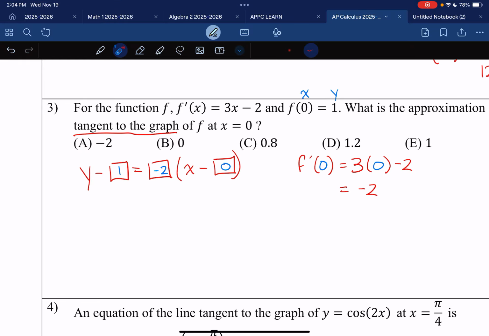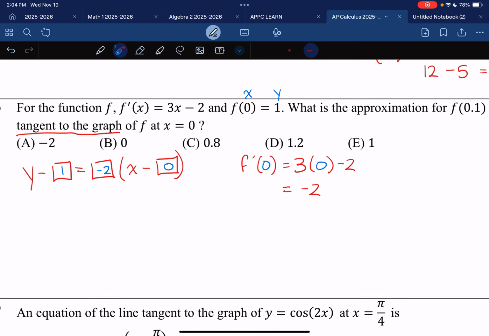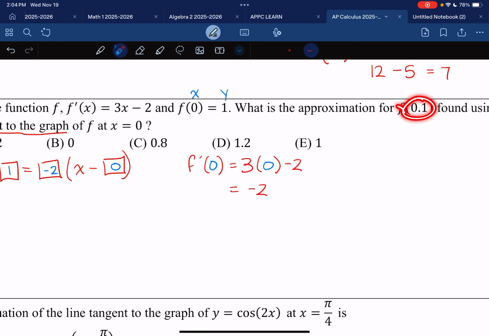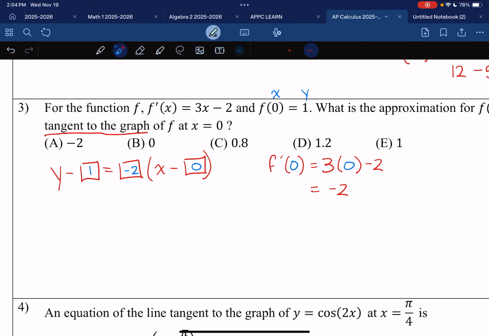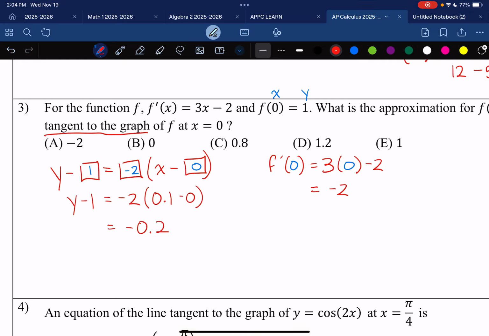Now that we have our tangent line to the graph, we will plug in what we want to approximate. We want to approximate 0.1. That gets plugged in for x. So if I come back over here, I can now say that y minus 1 is equal to negative 2 times the quantity of 0.1, and then minus 0. 0.1 minus 0 is 0.1, and 0.1 times a negative 2 is a negative 0.2. Negative 0.2. And I will have to add 1 to both sides. When I add 1 to both sides, I get 0.8. Our final answer is option C.